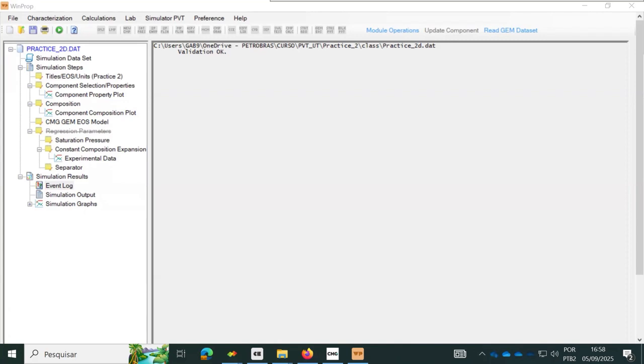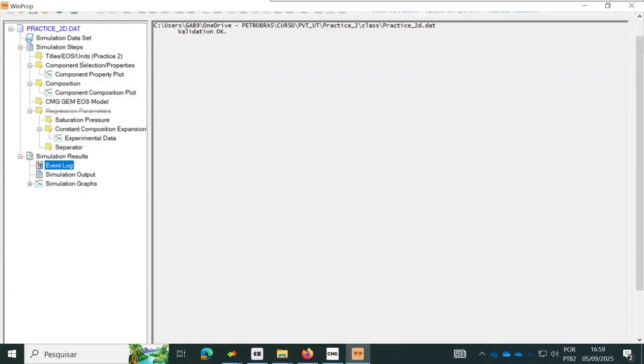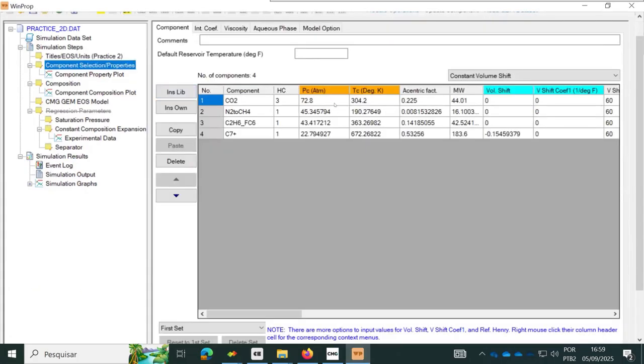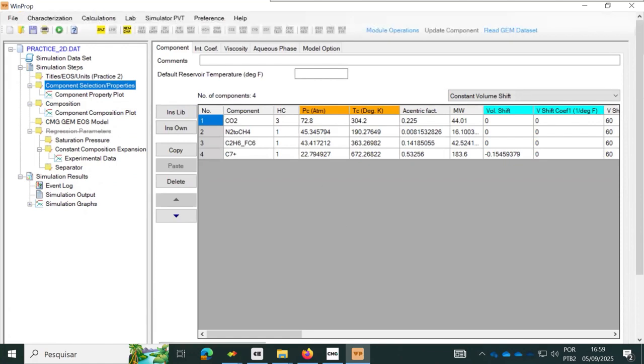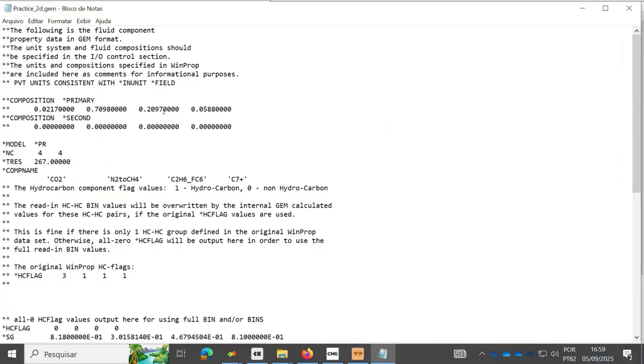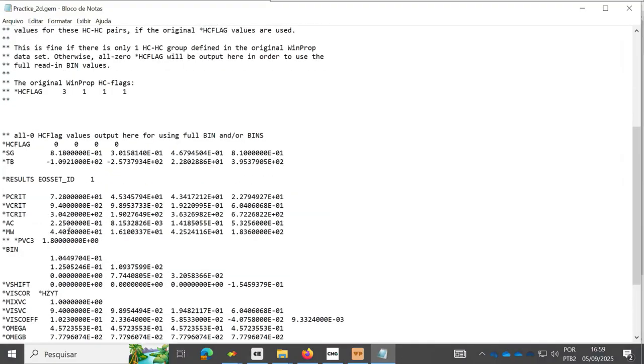Yeah, the approach is very similar. If you already have a GEM model built, you can open this model in Builder, and from Builder you can launch WinProp. You cannot launch Builder from WinProp, but from Builder you can launch WinProp, and WinProp will open with the component properties from your numerical model. So Builder is able to launch WinProp and load all the properties included in your WinProp include file.